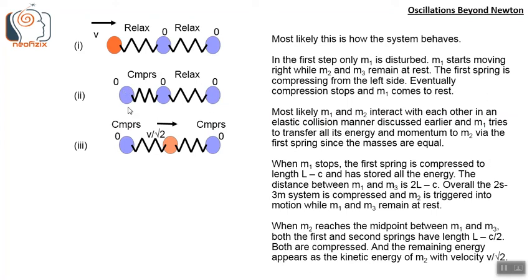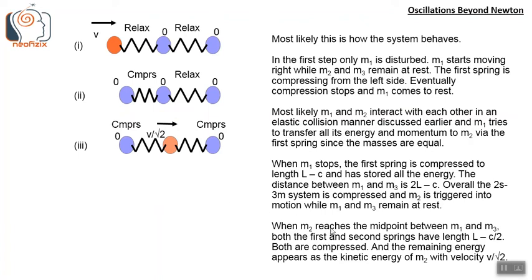So M1 comes, compresses the spring, and transfers the whole energy and momentum to this first spring, and it stops. Now the spring then triggers the mass M2. So M2 starts moving right. When M2 reaches the midpoint, this is the third step.